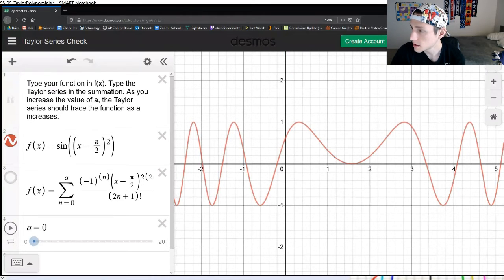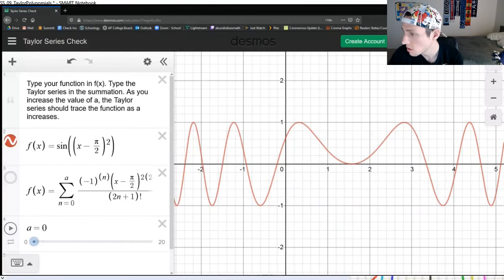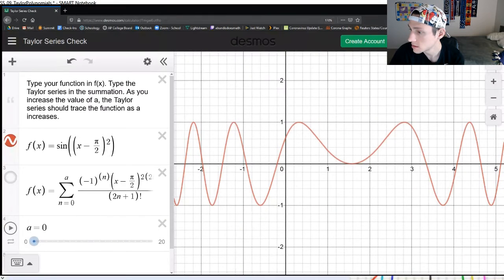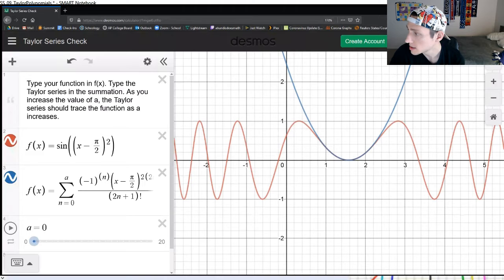So let's say that this red curve is the actual function, that's our f of x. Now we want to use a Taylor polynomial to approximate it. As we plug in larger values, if I plug in 0, right now the approximation is this blue line. Not very exciting, and not a very good approximation.